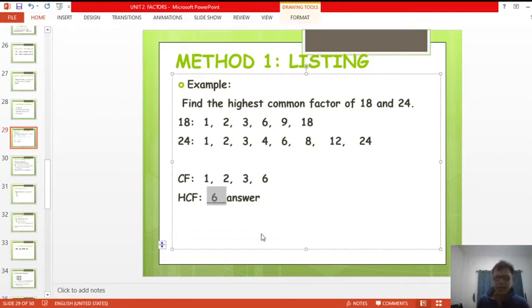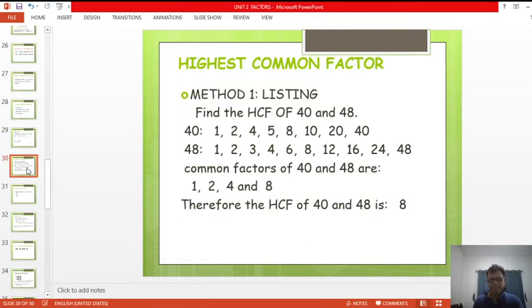Do you understand that? So, again, when you do mathematics, you have to do it step by step so that you won't make mistakes. So again, this method is called by listing. Okay, then look at this. How about this example? The same thing. Again, this is the method by listing, finding the highest common factor of 40 and 48.